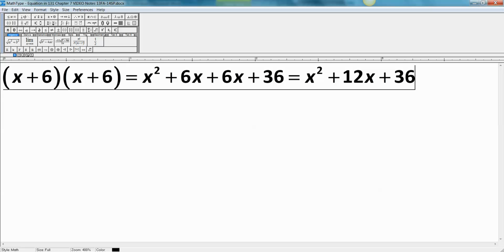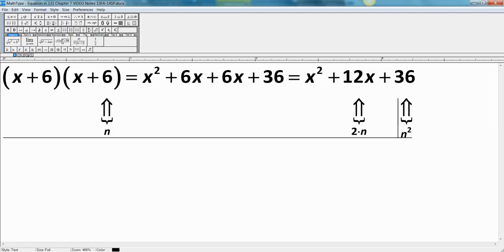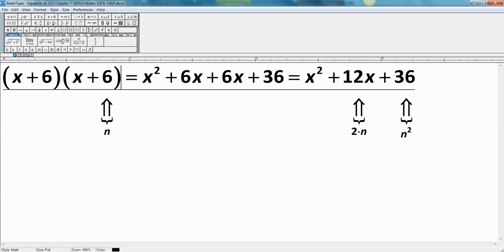Now notice this middle term right here is double this guy, right? So here's 6. And then when I do outers plus inners, I get 6 plus 6, which makes 12. And 12 is 2 times 6, right? And then for the last, I get 6 times 6, which is 36, which is n squared. See it right there?